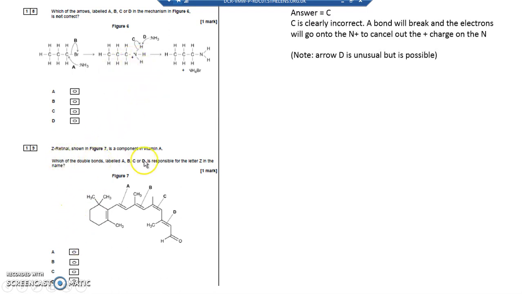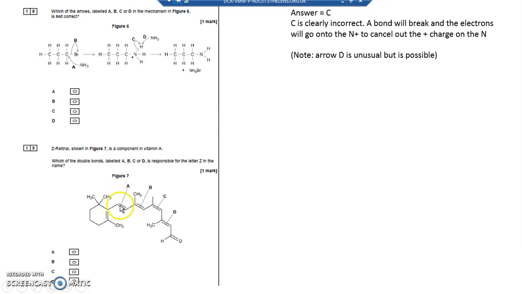Next one, how do you work out whether something is Z? So Z is on the same side. What's on the same side? So what you do is you look at this carbon to carbon double bond and you trace it back. If there's nothing here, there's an H. So if it's a skeletal formula, if it's got 1, 2, 3 bonds, its fourth bond here is an H. So there's an H there and an H there.